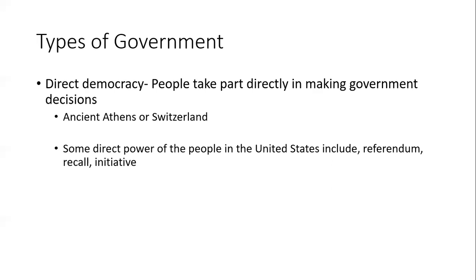You have recall votes, like in California, where the state recently tried to recall their governor. Basically, if a politician is not doing an acceptable job, if you get enough signatures on a petition, you can put that person's elected position up for a recall vote. And if the majority of people vote to recall that person or to remove him from a position, then you can reopen that position for election.